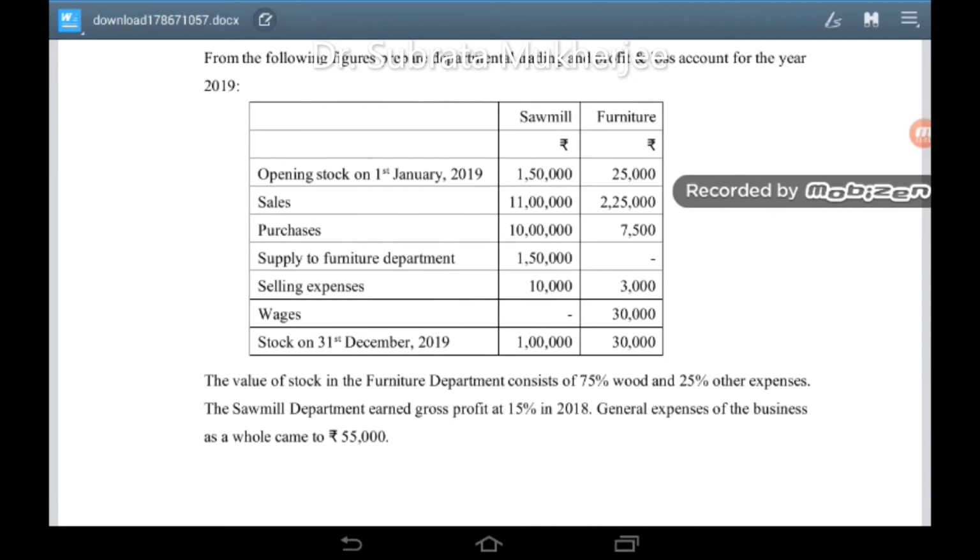The value of stock in the furniture department consists of 75% wood and 25% other expenses. The sawmill department earned a gross profit of 15% in 2018. General expenses of the business as a whole came to rupees 55,000.